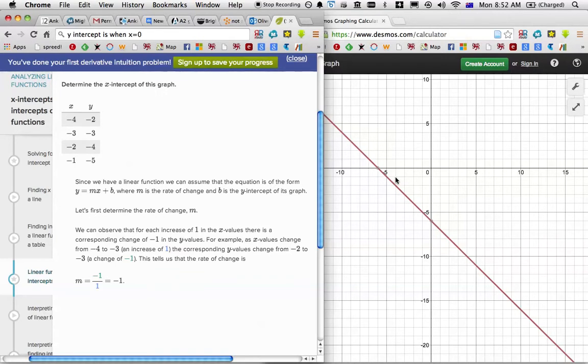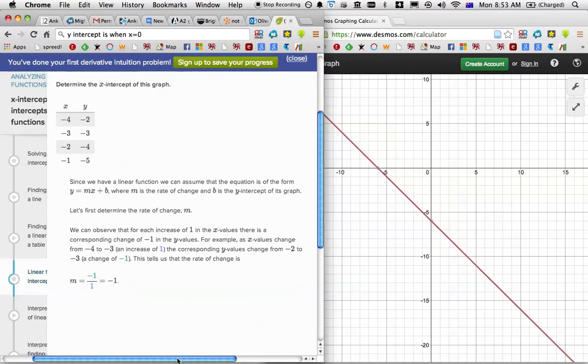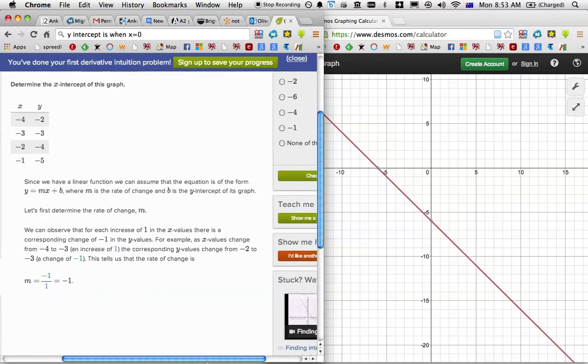The corresponding y values change from -2 to -3. So an increase of 1 in x, a decrease of 1 in y. So this is the gradient. M, the gradient, equals change in y over change in x, dy over dx, or y2 minus y1 over x2 minus x1. So great, that didn't help me too much.